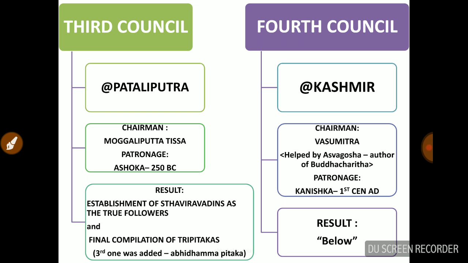And the fourth council, an important one, happened in Kashmir. At Kashmir, the chairman was Vasumitra, helped by Ashvaghosha, the author of the Buddhacharita. Ashvaghosha was also a disciple and follower of Ashoka and somewhat of a cousin. So he was the author of the Buddhacharita. The patron was Kanishka, in the 1st century AD. And what is the result of the fourth council that happened at Kashmir?